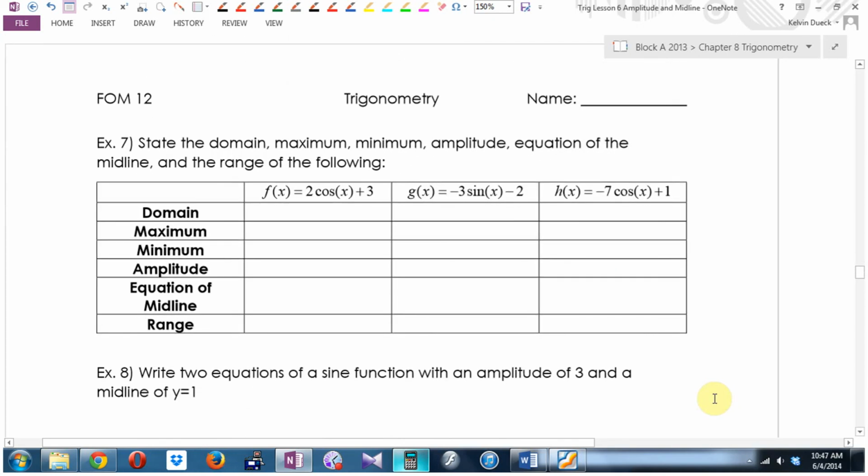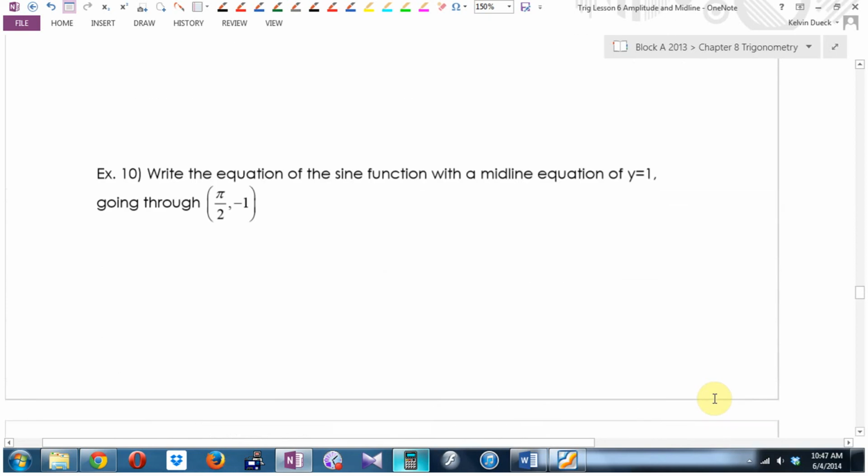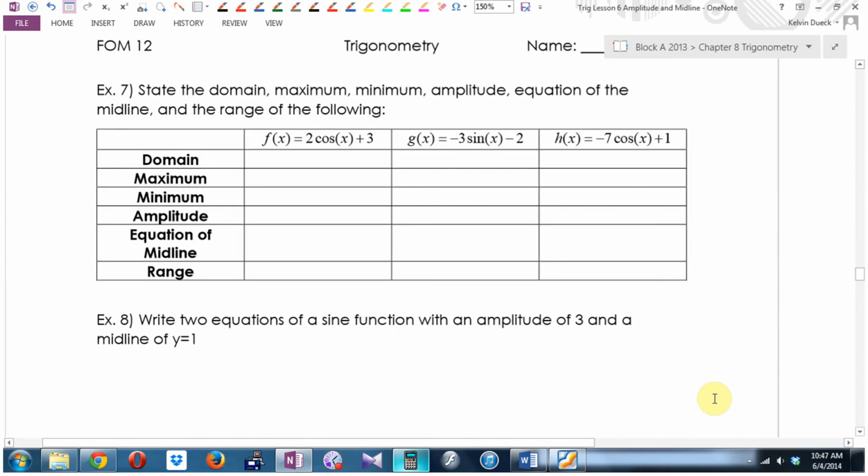I think it's the last page. Yeah, it is. It says, state the domain, the maximum, the minimum, the amplitude, the equation of the midline, and the range of the following. Domain is easy. For sine and cosine, they keep going forever and ever. What's the domain of sine and cosine? All reals. So let's write all reals, all reals, all reals.